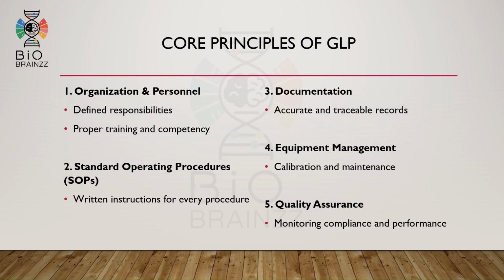The next principle is equipment management. All laboratory equipment should be calibrated and maintained properly. If equipment is not working correctly, the experimental results may become inaccurate. And the final principle is quality assurance. Quality assurance helps monitor whether all laboratory procedures are being followed properly or not. It helps maintain the overall quality system in the laboratory.